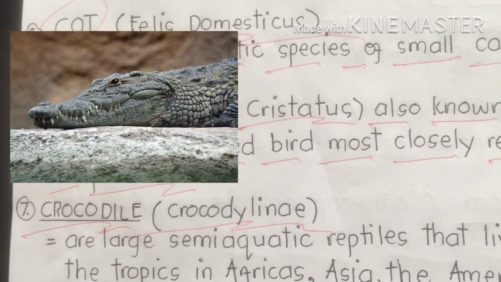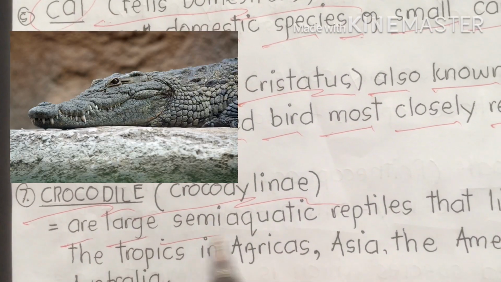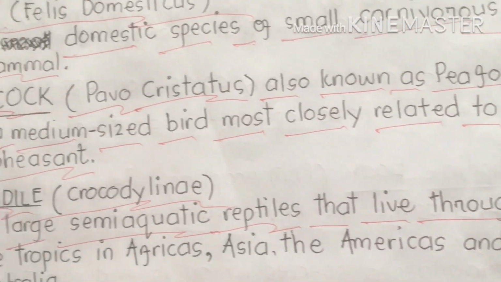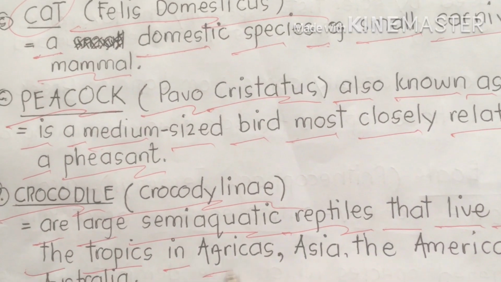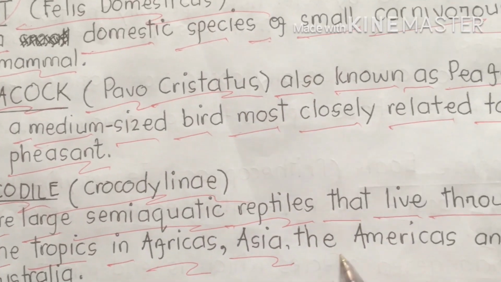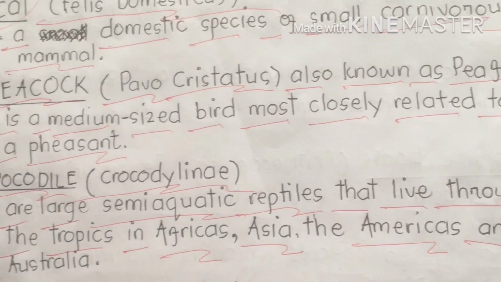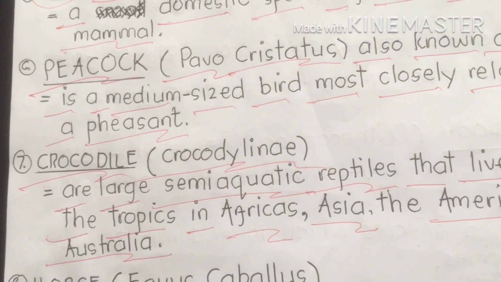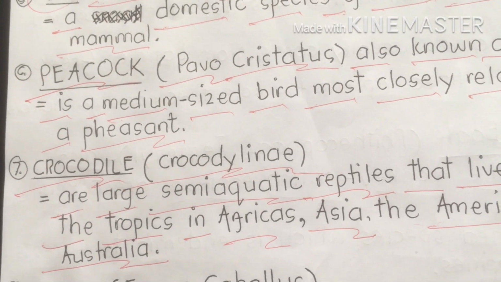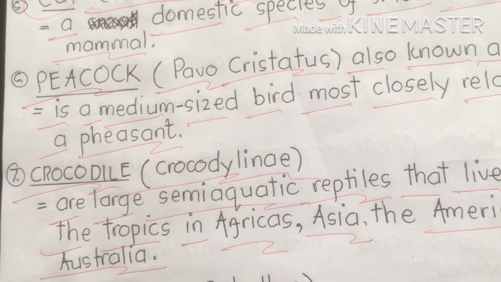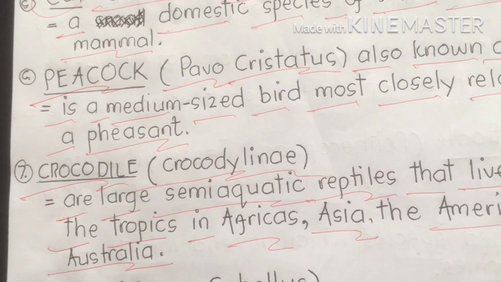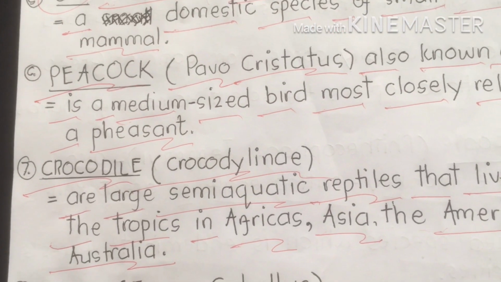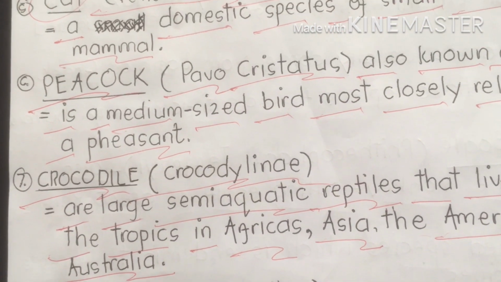Crocodiles are large semi-aquatic reptiles that live throughout the tropics in Africa, Asia, of course here the Americas and Australia. Remember, class, I have certain review about this type of animals. A crocodile, class, is a quite dangerous animal, but remember, it helps us, of course, not only us, for our ecosystem, balancing our nature. Okay?